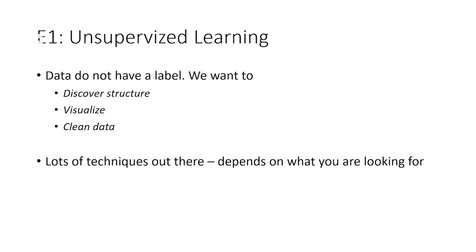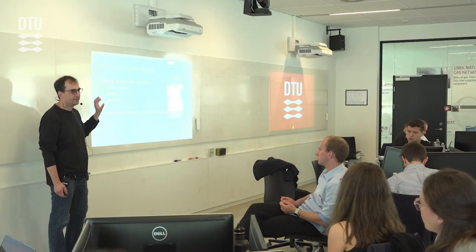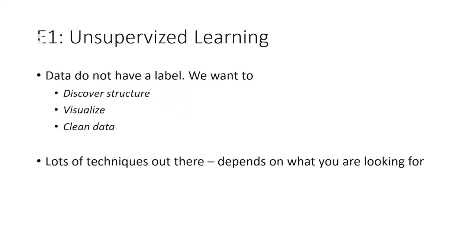And in terms of extras, there is one thing you should always do: you should always visualize your data. You should always try to look at it, but sometimes your data is very hard to look at, right? Sometimes it's in 20 dimensions. How do I look at something that is 20 dimensions? So in unsupervised learning, we want to visualize, if possible, discover structure, but also clean data.